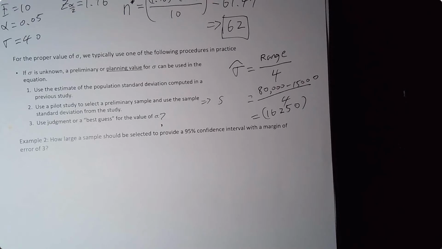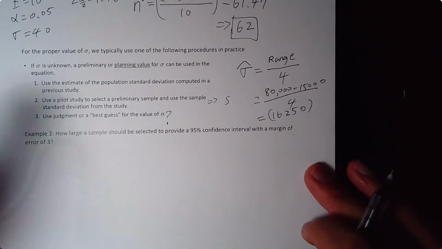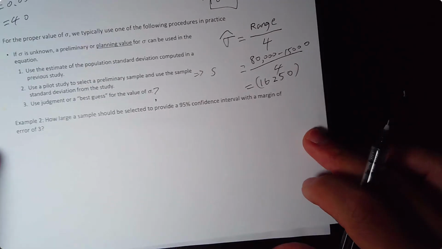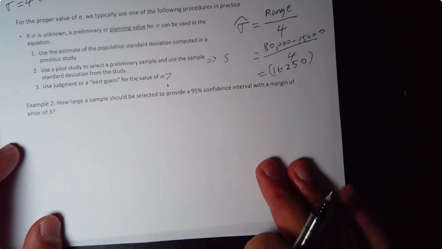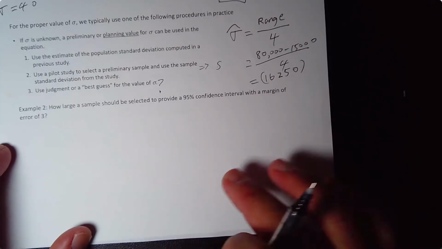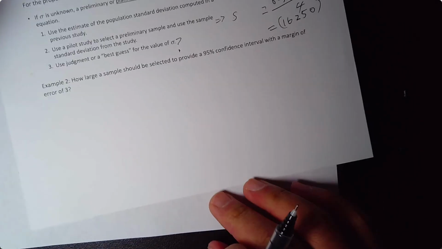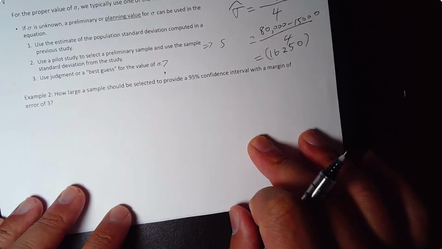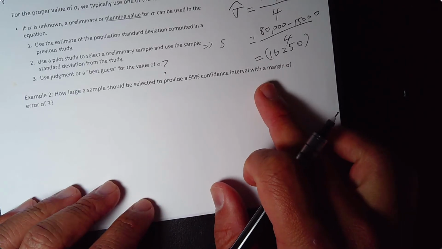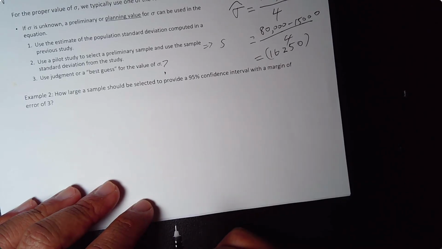That's one way. Again, this is tricky. There's no exact science here because we're grasping in the dark. We don't know what we have. Okay, let's try one more example. How large a sample should be selected to provide a 95% confidence interval with a margin of error of 3? Here I have to give an actual range.